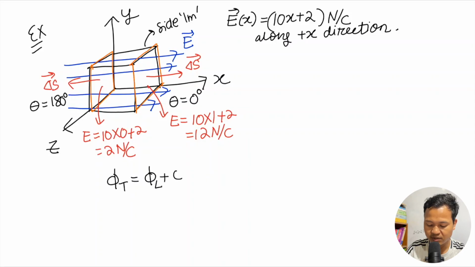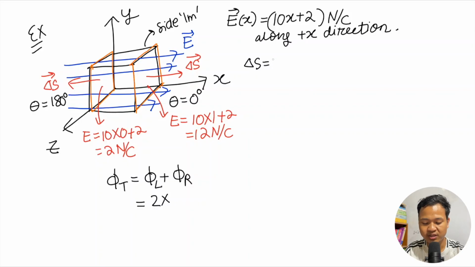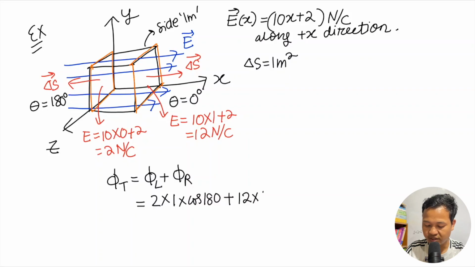Flux due to the left side plus flux due to the right side. The other faces give 0 flux. So E into area, here E is 2, and the area is delta S. The side of the cube is 1 meter, so the area is 1 meter square. The direction is opposite, so here 2 into delta S to 1 into cos 180. For the right face, the electric field is 12 into area 1 into cos 0.